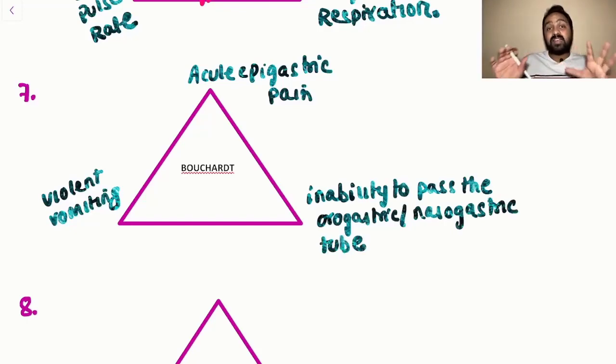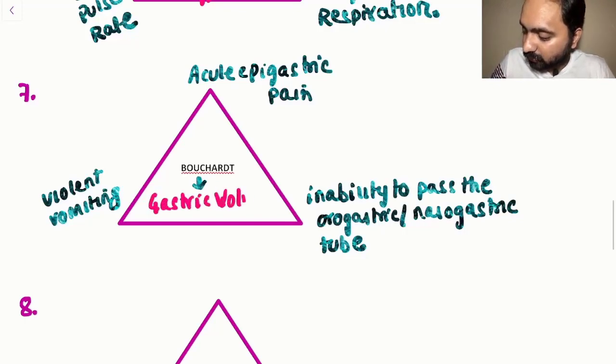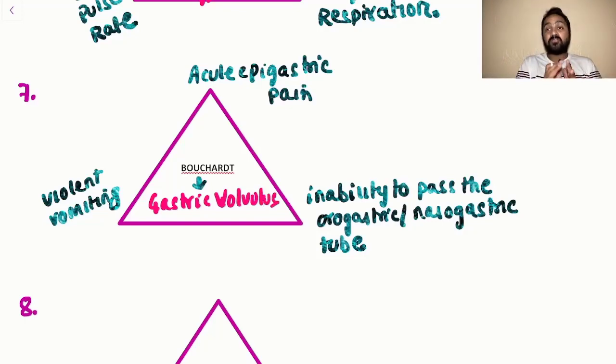So when we are dealing with these features, this is a classical example of Bouchard's triad seen in your patients with gastric volvulus. Right. So if you see, the question that might come to you might seem to be a complicated one, but if you take help of this few clinical clues, you are going to make your life easier and form the diagnosis and answer the subsequent questions.